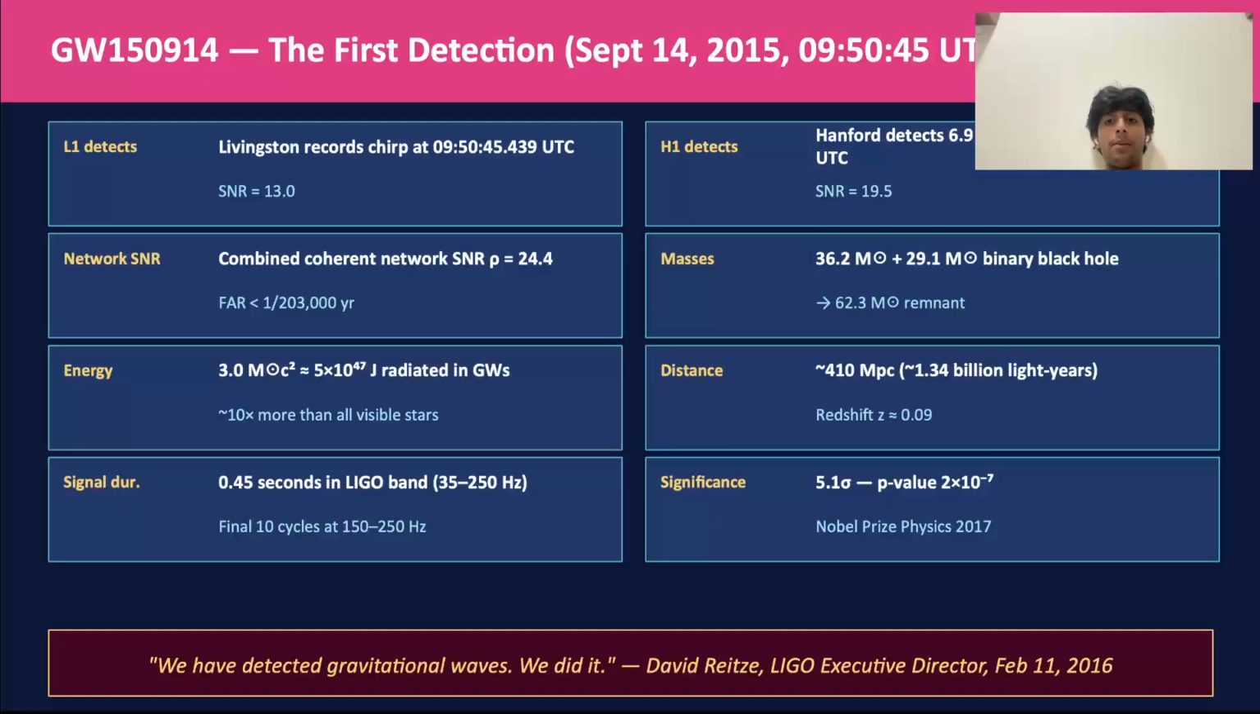Now, the team had spent 5 months running every conceivable check before announcing on February 11th, 2016. And the Nobel Prize in Physics was awarded to them also in 2017.